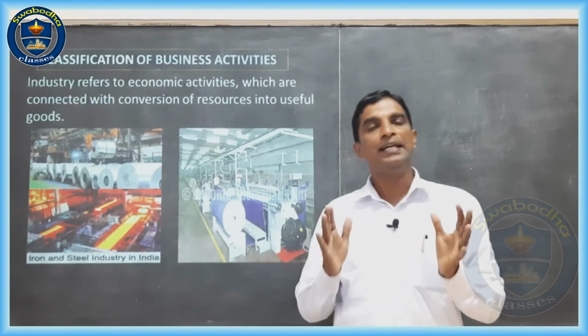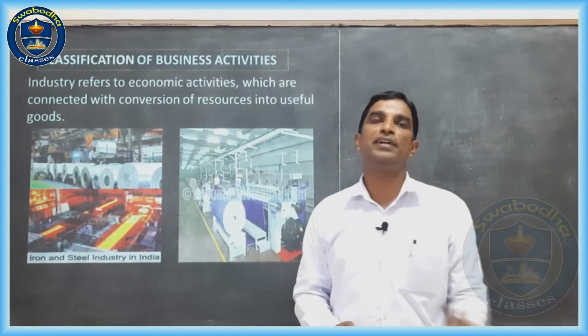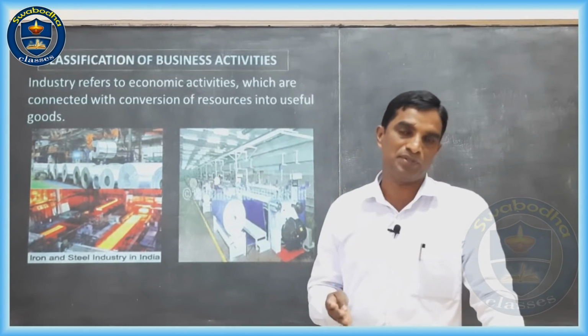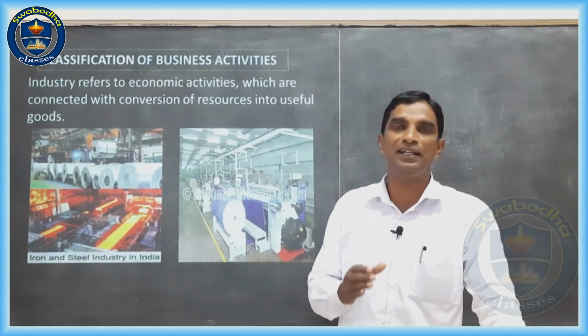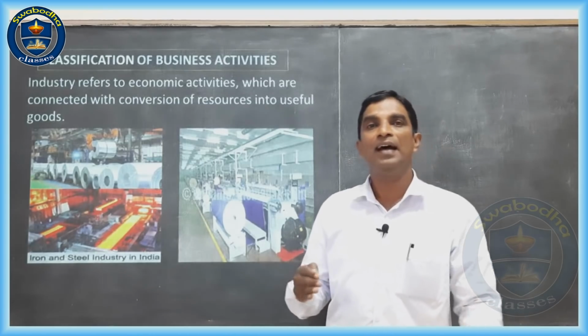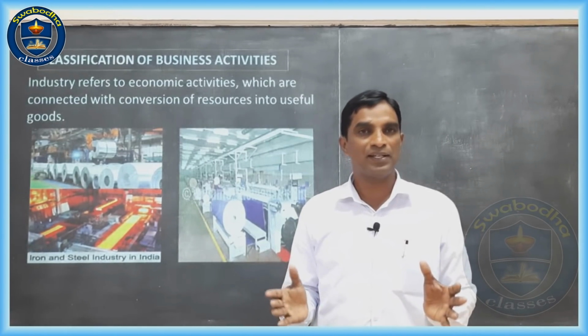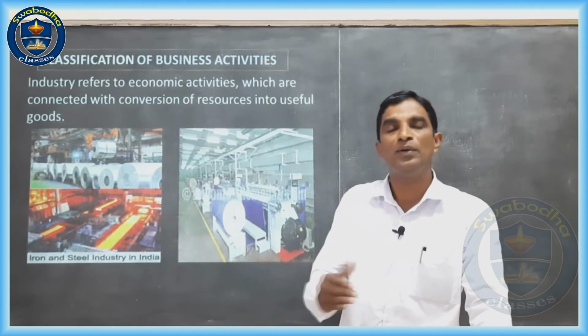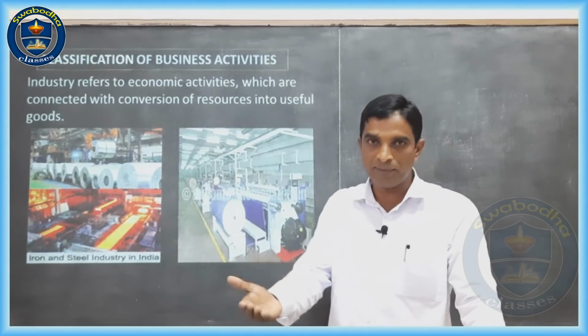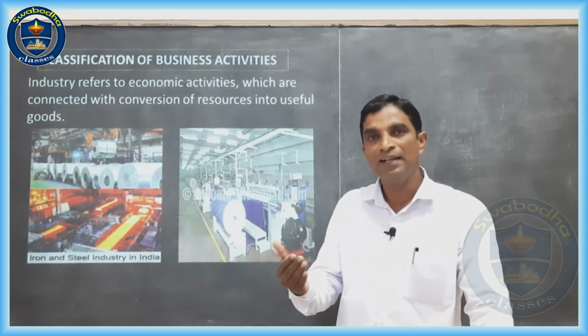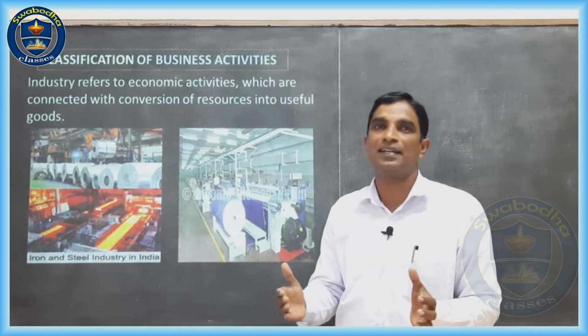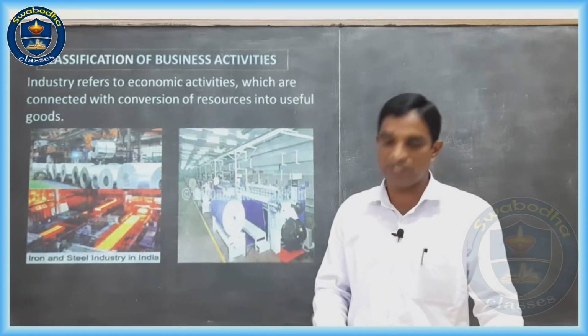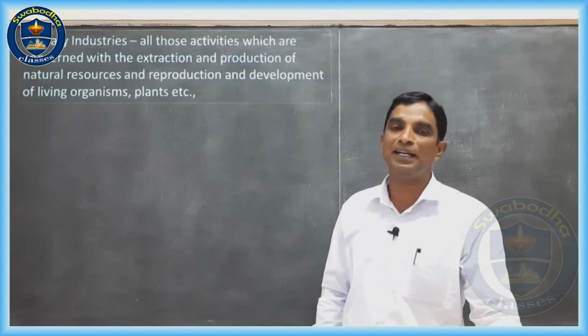Here industry is classified into three types: primary industry, secondary industry and tertiary industry. What are primary industries? They are directly related to natural resources. We are extracting products from nature, directly from the natural resources.